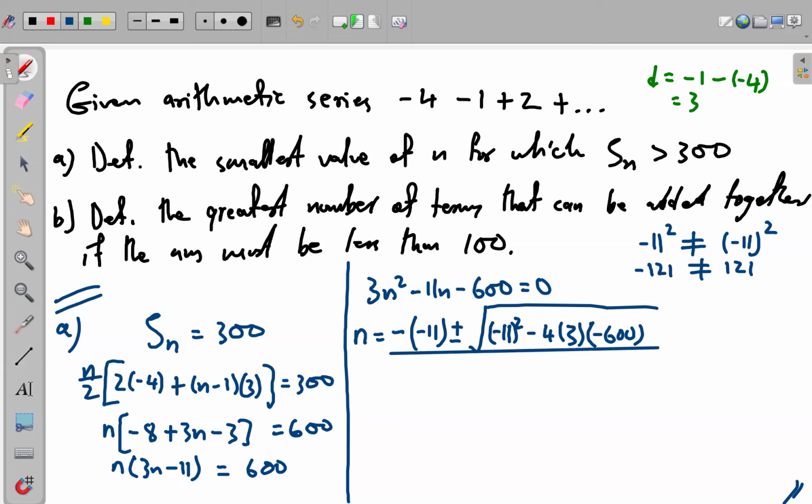Okay, then this is 2 times 3. Once you have shown the substitution like this, you can go straight into your calculator, and then we get the following. Watch this. I get 16.09 as my one answer. And my other answer, watch this, is -12.43. Please confirm.